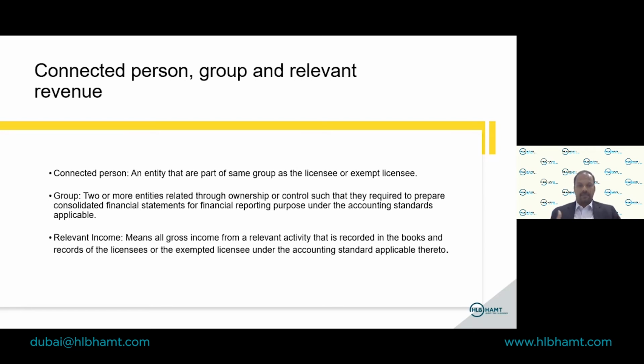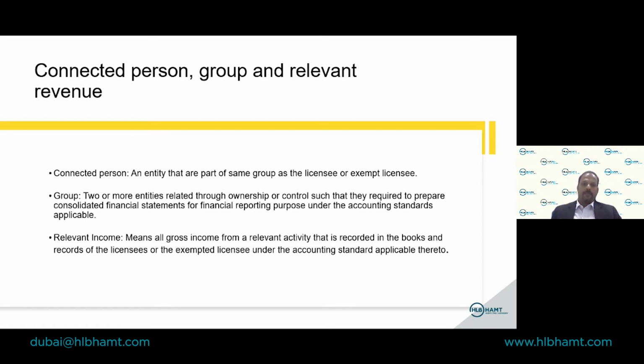And number three, what is relevant income? Relevant income means gross income. Gross income, again, they define what is gross income for this purpose. All gross income from relevant activity that is recorded in the books of accounts of the licensee or the exempt licensee under the accounting standards applicable thereto.